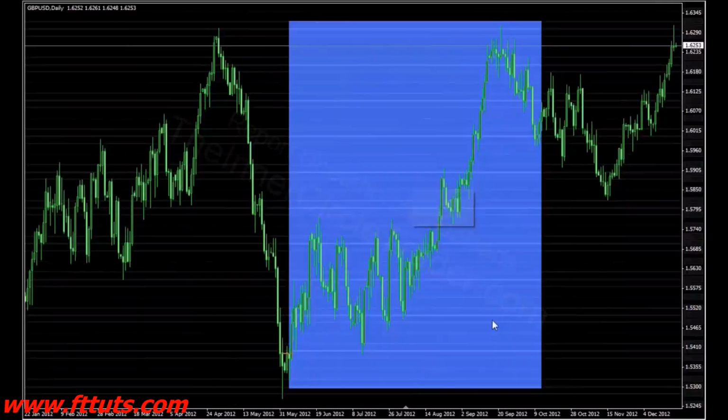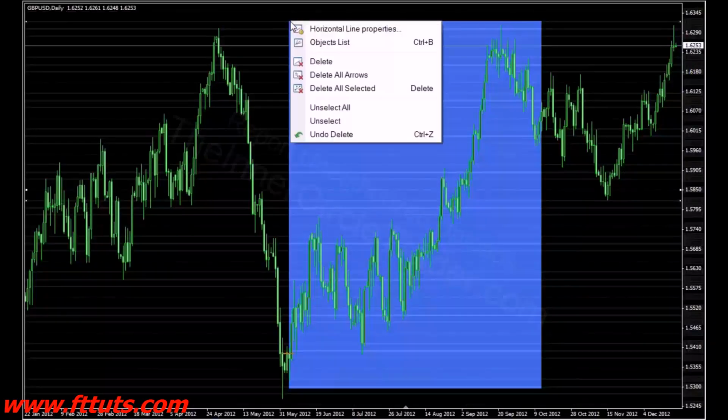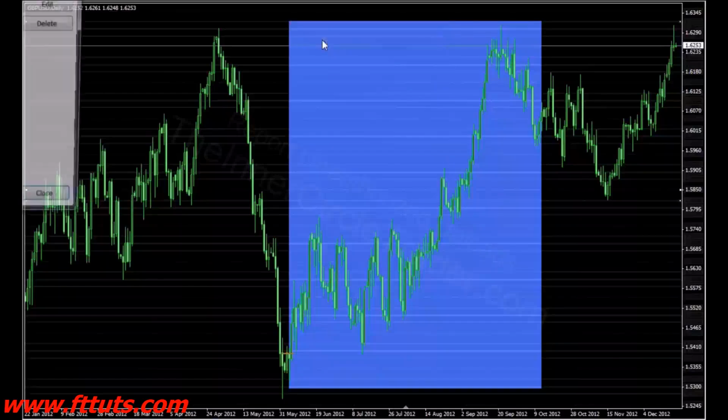Now I'm going to have to unfortunately change the color of this rectangle because it's just a little too much in terms of blue. There's nothing wrong with blue. I just can't have it looking like this.